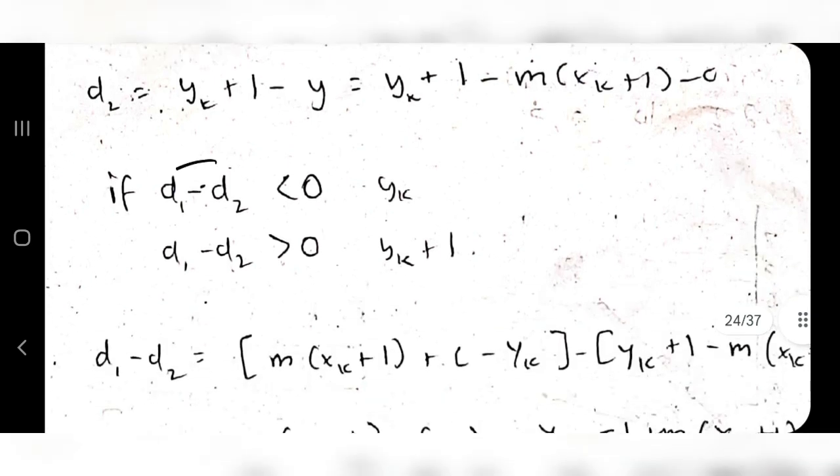Now, if d1 minus d2 is less than 0, at that time we'll take yk. What does this mean?